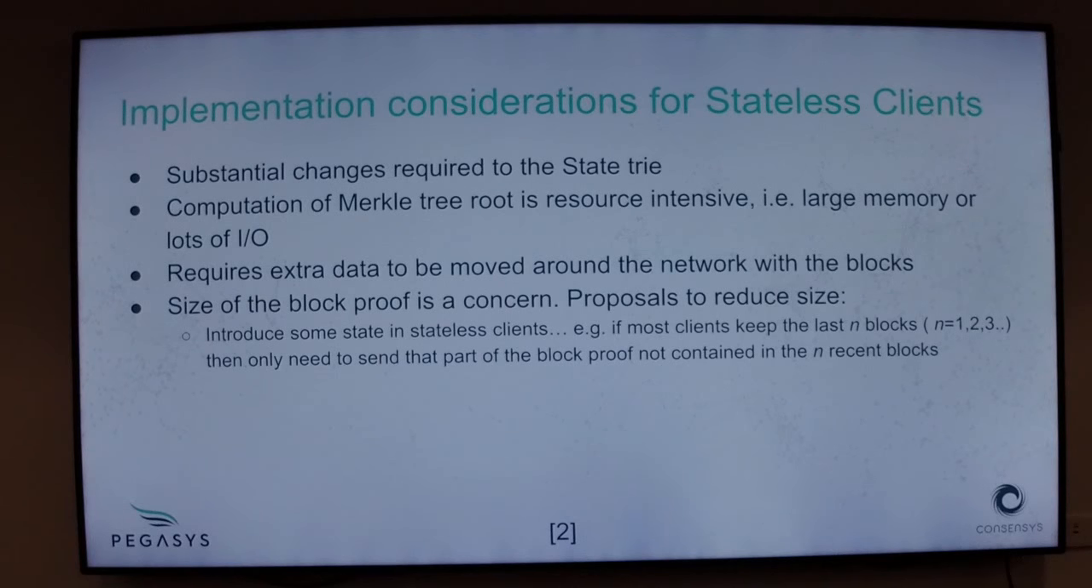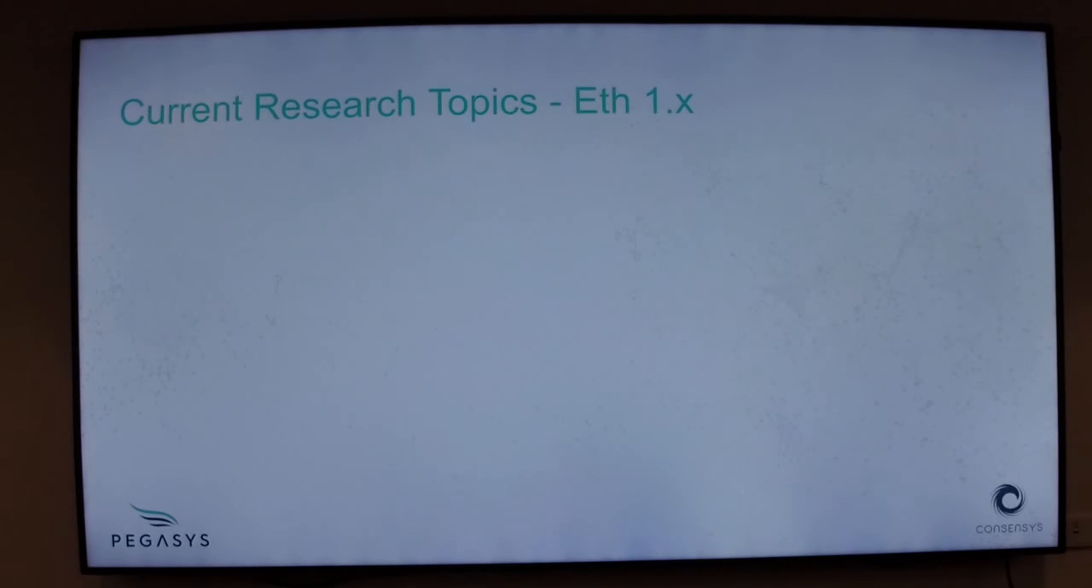So one idea is that if clients keep the last, say, n blocks, then you only need to send the part of the block proof that's not contained in the most recent 3, 2 or whatever blocks. You can also use STARK proofs to compress the hashes in the hash proof to a constant size.